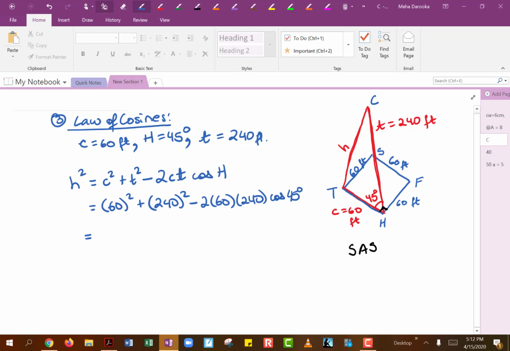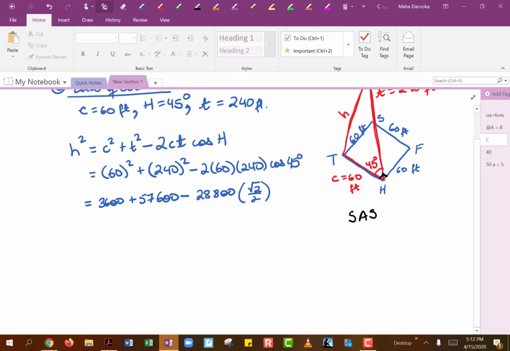Okay, so if you did 60 squared, we would get 3600. 240 squared would come out to be 57,600. Just multiplying 2 times 60 times 240, that will give us 28,800. Cosine of 45, now you could do decimal approximations or you can use your unit circle. So cosine of 45 will actually come out to be square root of 2 over 2.